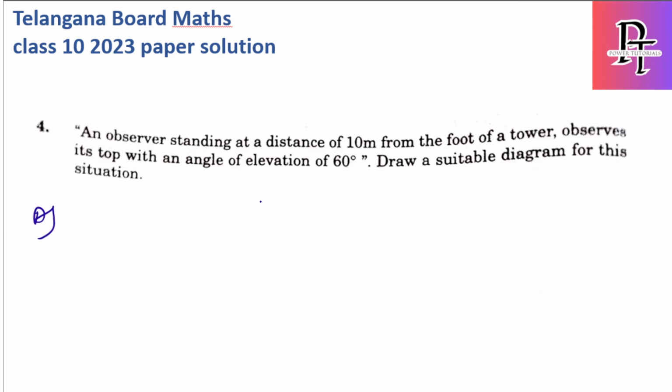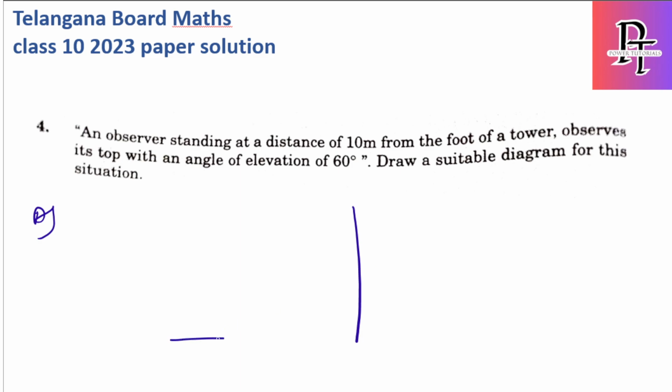An observer is standing at the distance 10 meters from the foot of tower. So just assume we have a tower. They are asking for a suitable diagram only. So just take scale and pencil here because the diagram itself is having 2 marks. So make sure to draw only with scale and pencil to get full marks. Okay, the first one, foot of tower. So just assume we have a tower, a straight line, and this distance is 10.